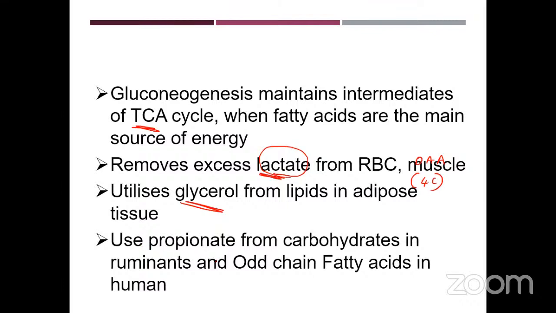The purpose: use propionate from carbohydrates in ruminants. Ruminants will produce this propionic acid from carbohydrate. And in humans, on degradation of odd chain fatty acids, the last product will be propionic acid, which is a 3-carbon compound that can also be channeled to the gluconeogenesis pathway. So you can see that it is related to all the 4 substrates, and how all the 4 substrates can be channeled to gluconeogenesis will benefit the body.